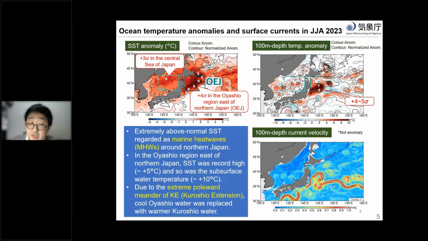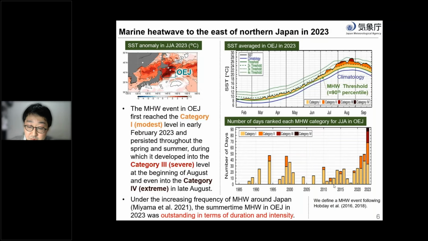So this slide shows some descriptions of marine heat wave conditions in OEJ region. We used the 90th percentile of SST as the threshold of marine heat wave, following the previous studies by Hobday et al. I would like to skip the details of marine heat wave definition and classification, but in the upper panel, which shows the SST time series in OEJ, in this figure, the colored periods mean marine heat wave occurrence.